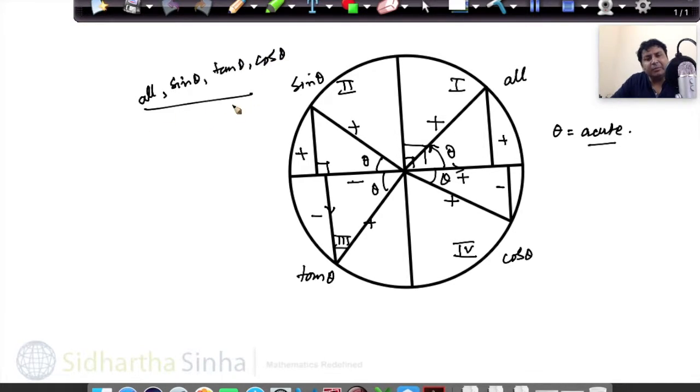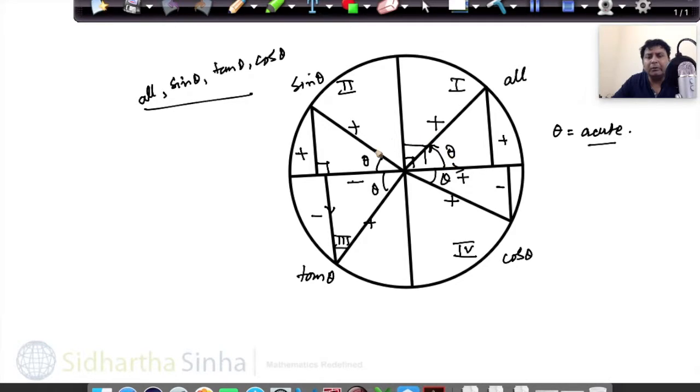Many people create mnemonics and all these things, from school to college. I don't believe in those mnemonics, because the reason is in front of me: I don't have to cram anything.